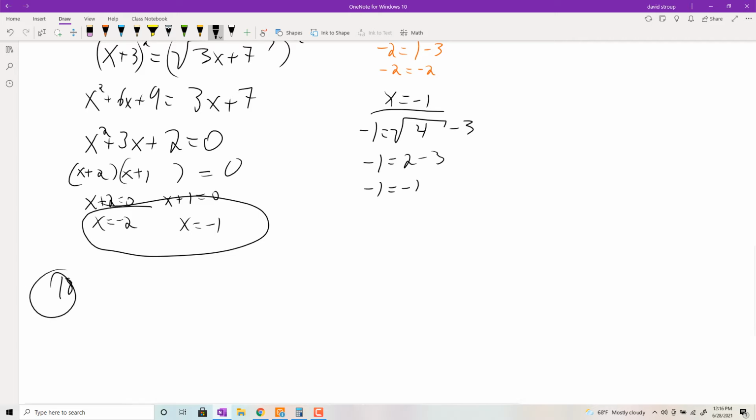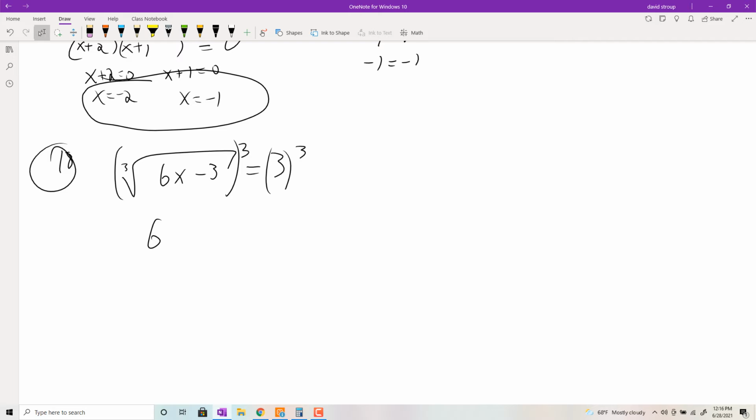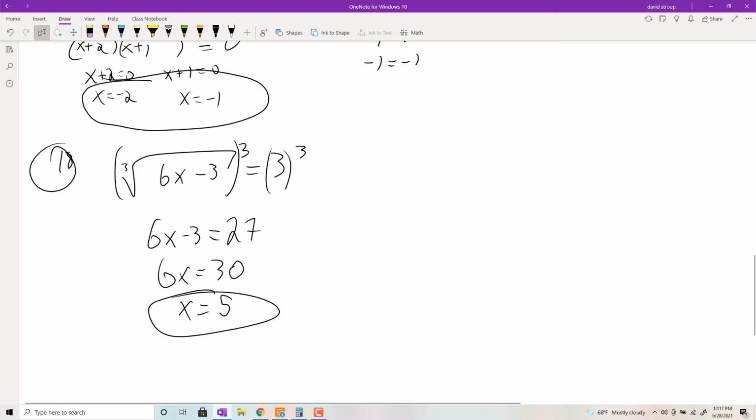Okay. Let's try 18. So this time I have a cube root. Cube root of 6x minus 3 equals 3. And in this case, you raise both sides to the third power. And that'll get rid of the cube root on the left. On the right, 3 times 3 is 9, times 3 is 27. Add 3 to both sides. Divide by 6. And you don't have to check your answer when you have an odd power.